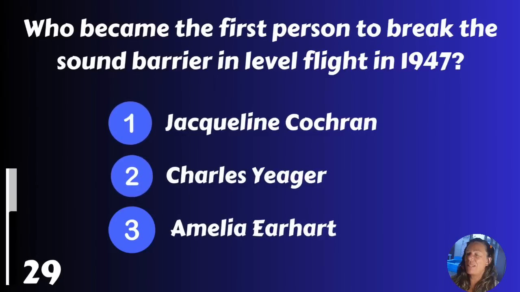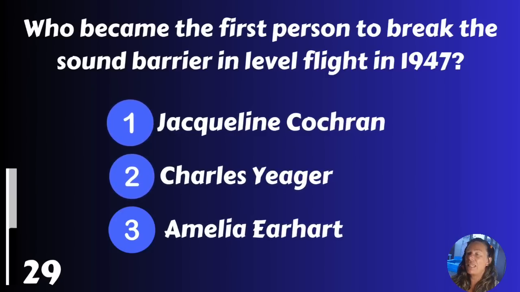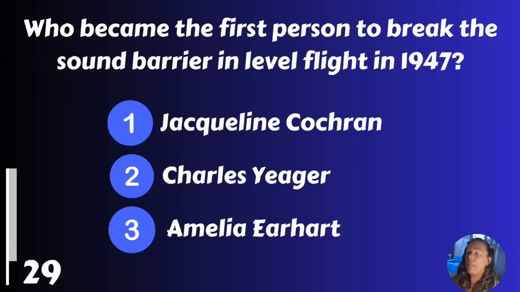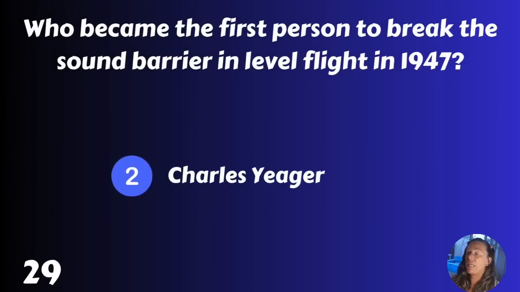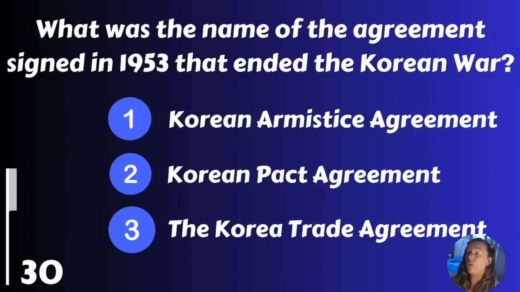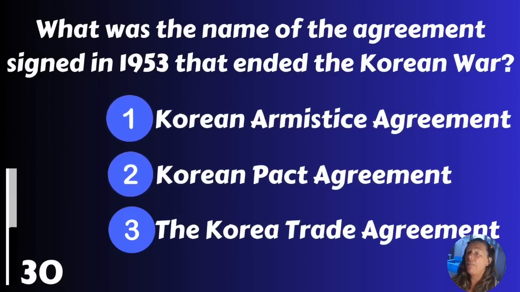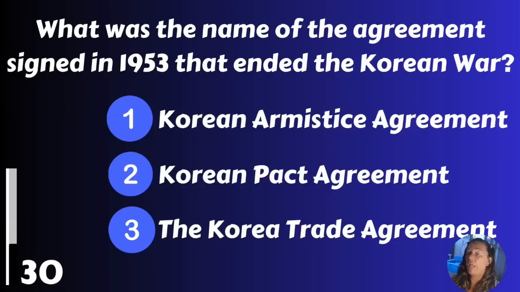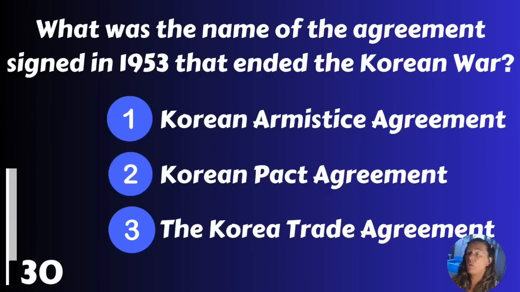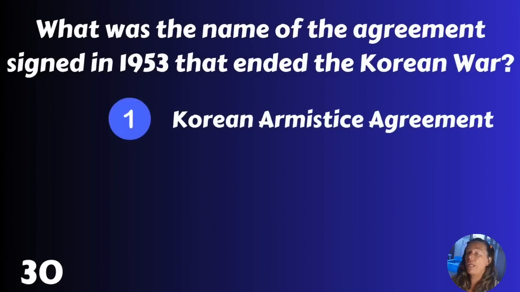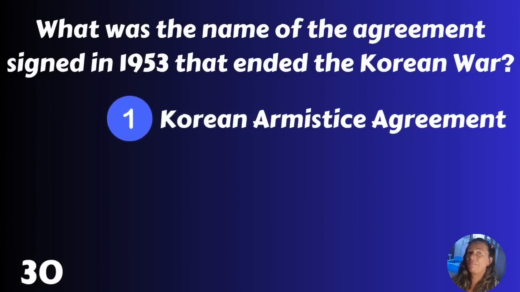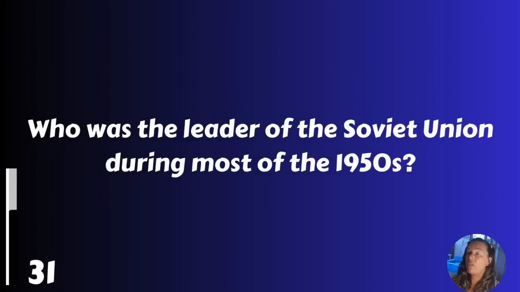Who became the first person to break the sound barrier in level flight in 1947? Jacqueline Cochran, Charles Yeager, or Amelia Earhart? It was Charles Yeager, excuse me. What was the name of the agreement signed in 1953 that ended the Korean War? Korean Armistice Agreement, Korean Pact Agreement, or the Korea Trade Agreement? Korean Armistice Agreement.